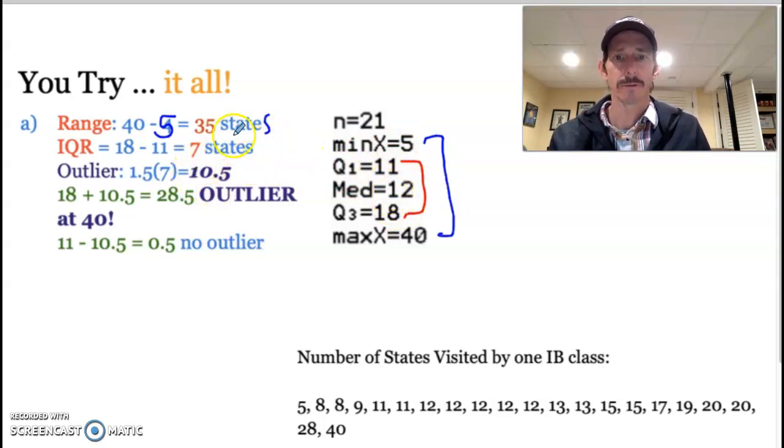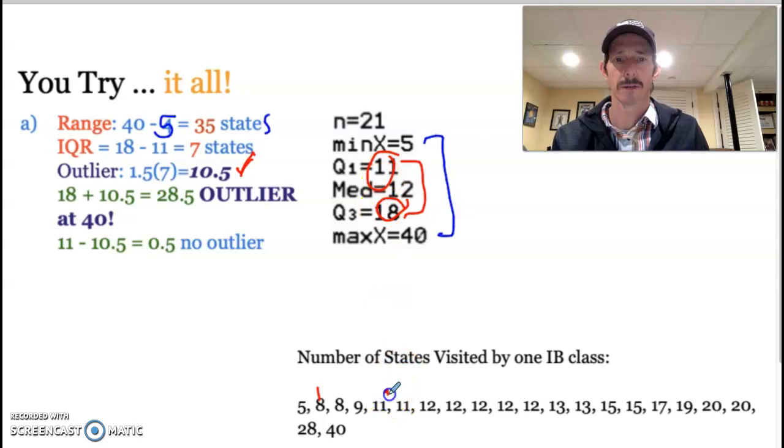Now to determine if there's an outlier, I have to take this IQR of 7 and multiply by 1.5. So this is just step number 1. This 10.5 doesn't give me any information about whether I have an outlier or not until I apply it to this 11 and this 18. So this 10.5 has to be applied to both of these quartiles to build your fences out. So if I look down here, 7 states is right around here.